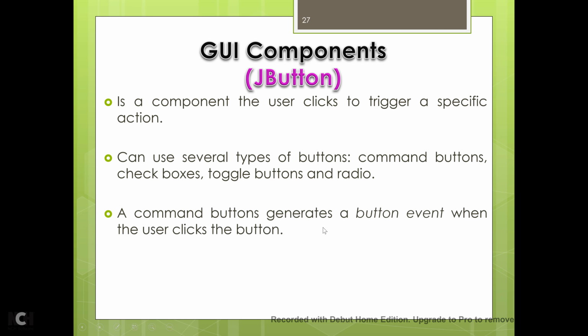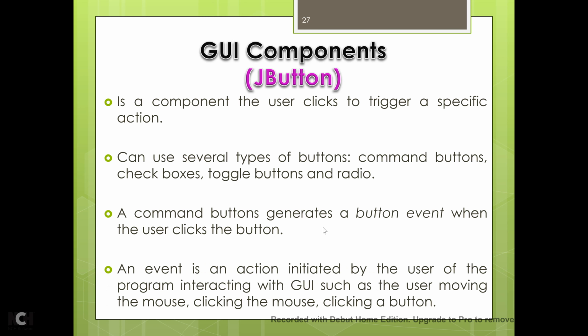We can use several types of buttons, for example, command buttons, checkboxes, toggle buttons, and radio buttons. A command button generates a button event when the user clicks the button. An event is an action initiated by the user of the program interacting with the GUI, such as the user moving the mouse, clicking the mouse, and clicking the button.